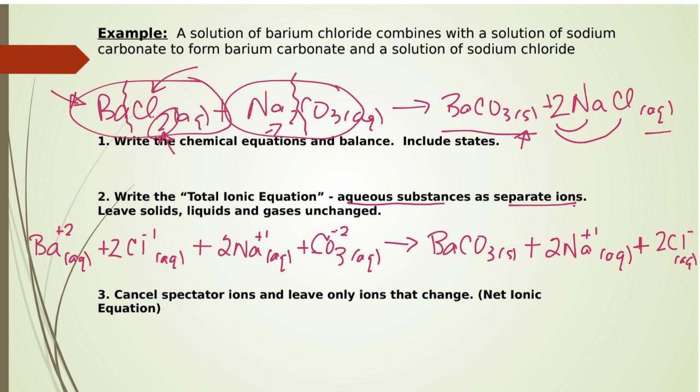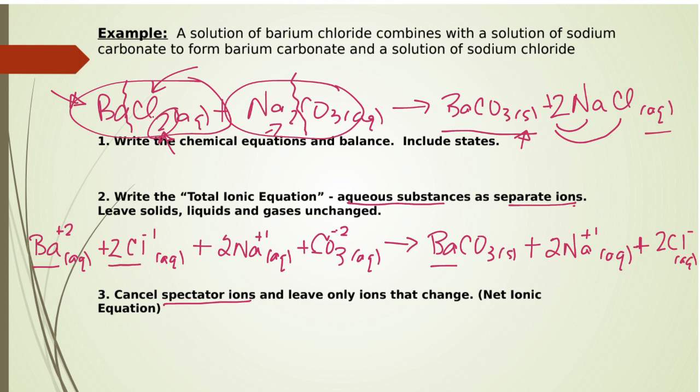Okay, so there's your total ionic equation. It's long, it takes some time to create. And then we start to look for spectator ions. So remember, spectator ions look the same from reactant to product side. So you look on the reactant side. Here's a barium ion, but on the product side, I don't see barium ion. It is bound with that carbonate. So that is not a spectator ion.